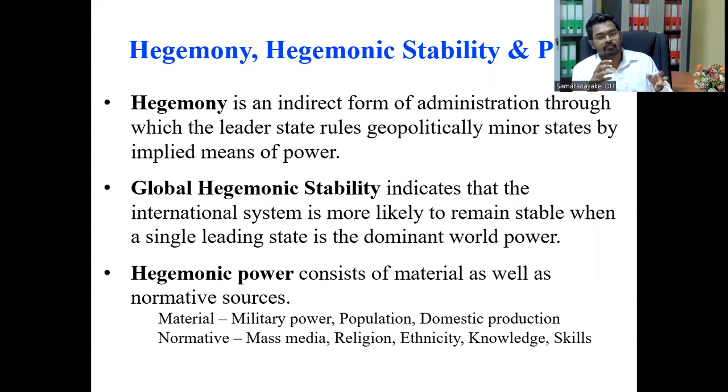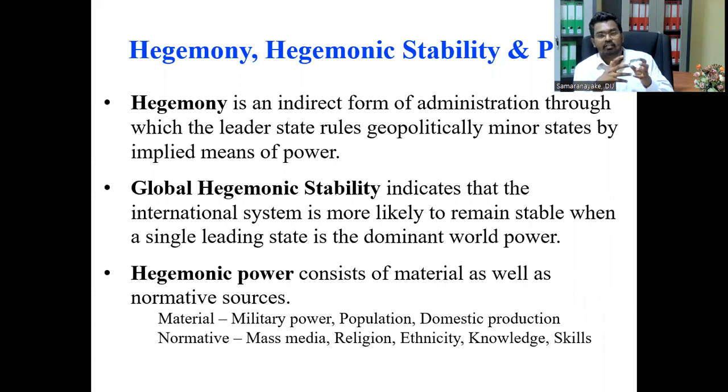Or simply, the countries that have power try to administrate other countries using that power, and this happens geopolitically. Right? Then we can move forward to the term global hegemonic stability. What does global hegemonic stability mean? It means the whole international system will stay stable when this particular leading country, this hegemonic country, dominates world power.